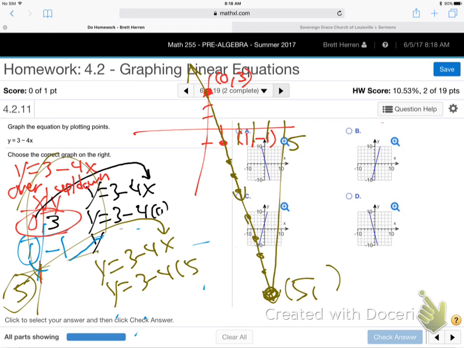3 minus 4 times 5. 3 minus 20, right? What's 3 minus 20? Negative 17. So that's over 5, down 17. See, we knew it was way down. We could have had that dot and one of the other dots and connected them, and we would have got the same exact line, wouldn't we?